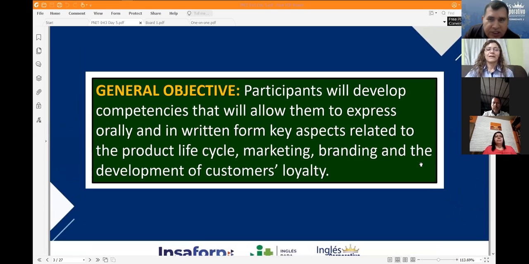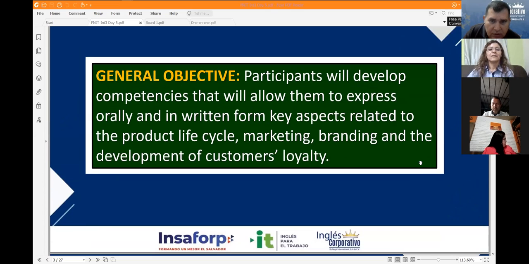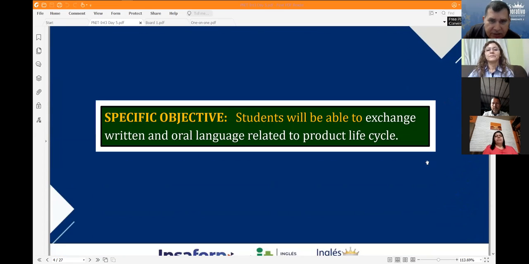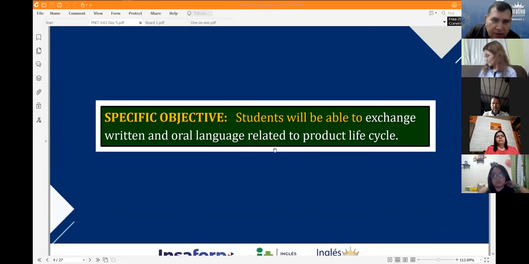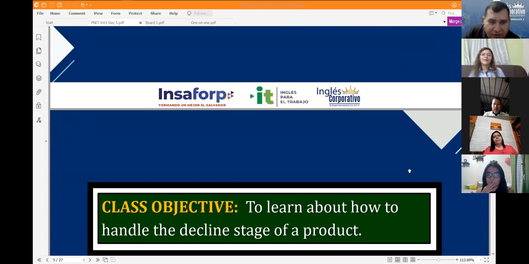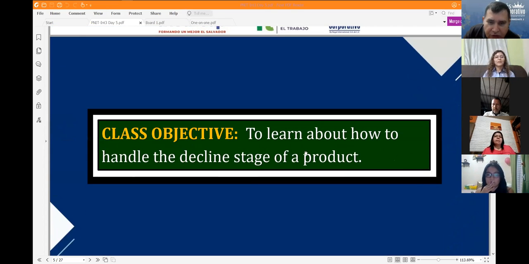These are the general objectives. This is the objective for the new lesson, for lesson 2. Well, lesson 2 is tomorrow. Today is still the product life cycle, the last one. This is the objective for today: to learn about how to handle the decline stage of a product.